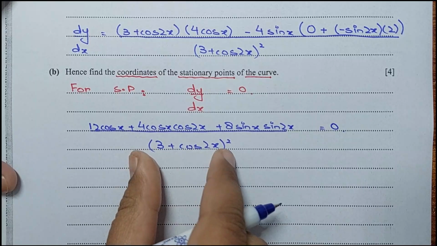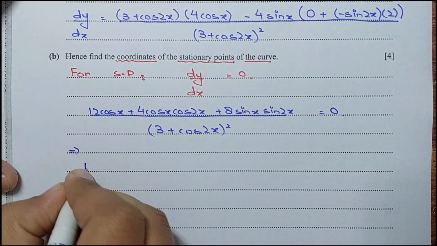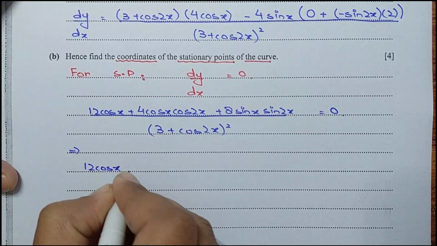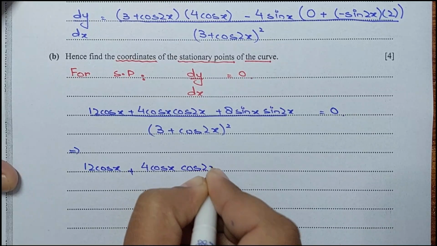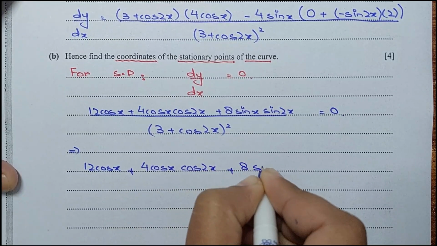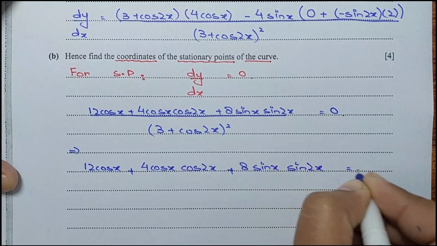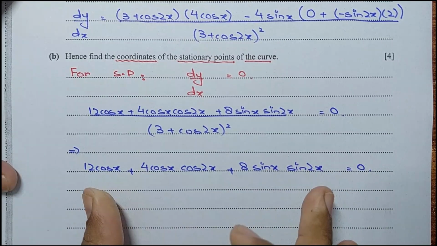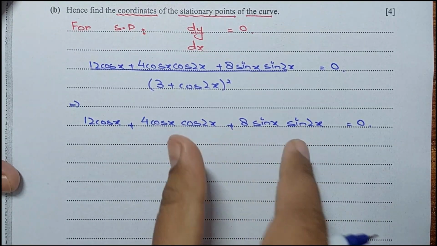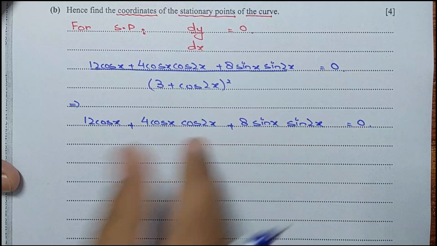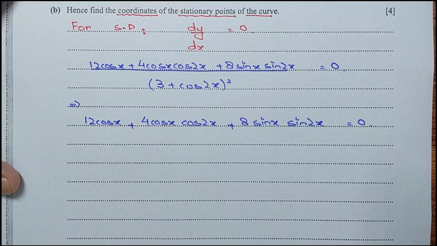Now when the denominator is cross multiplied with the 0, it becomes 0, and we are left with 12 cos x plus 4 cos x cos 2x plus 8 sin x sin 2x equals 0. Now with the help of this equation we can get the x coordinate, right? Here we have to use the double angle formula for sine and cos. So let me use the double angle identities of sine and cos.